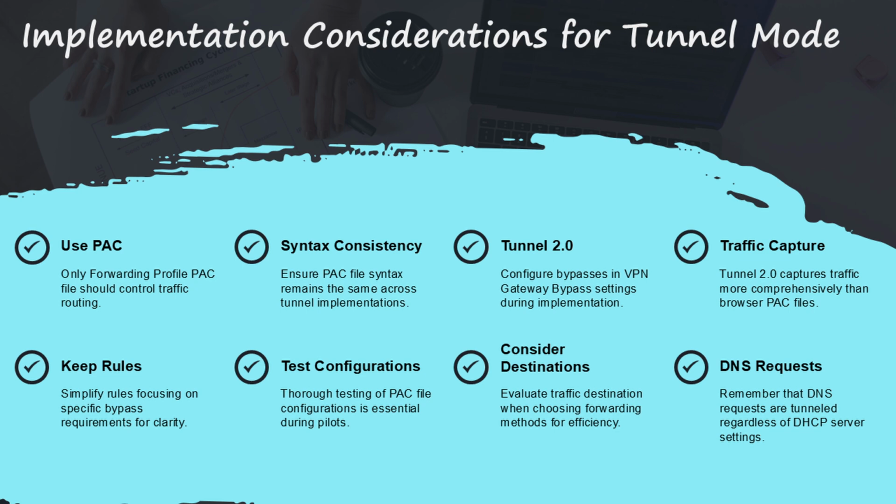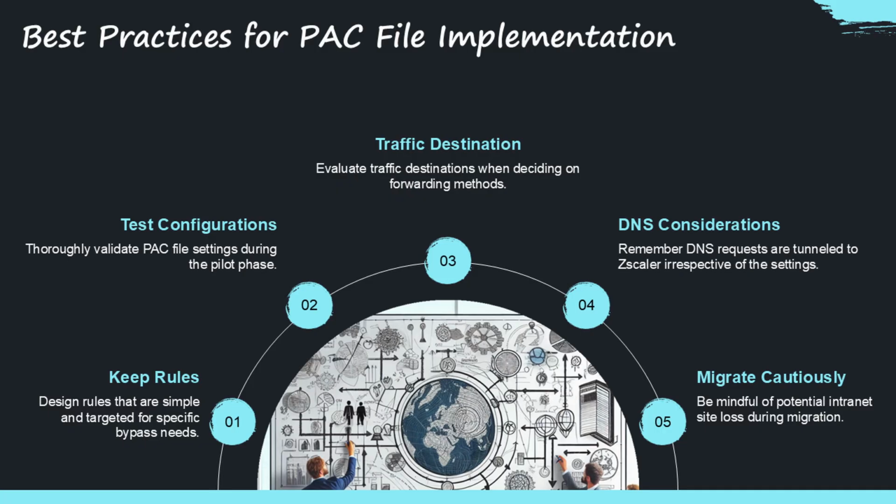When implementing Zscaler Client Connector in tunnel mode, you should use only the forwarding profile PAC file to determine which traffic should bypass Zscaler. The syntax for PAC files remains consistent across tunnel implementations, so there's no need to write separate PAC files for different profiles.